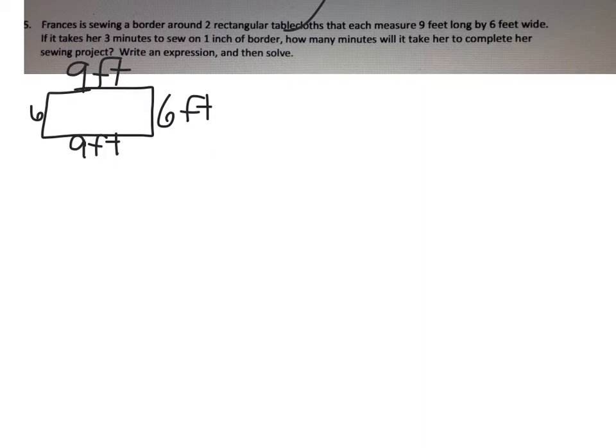6 plus 9 is 15, and 15 times 2 would be 30. Or I can say 9 plus 9 is 18, 6 plus 6 is 12, 18 plus 12 is 30. So I have 30 feet for each table.